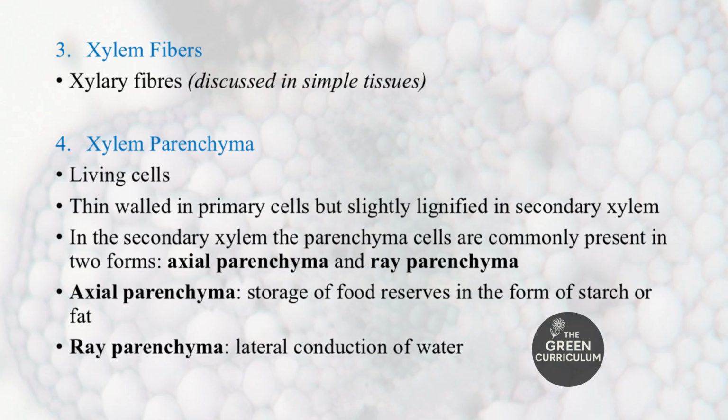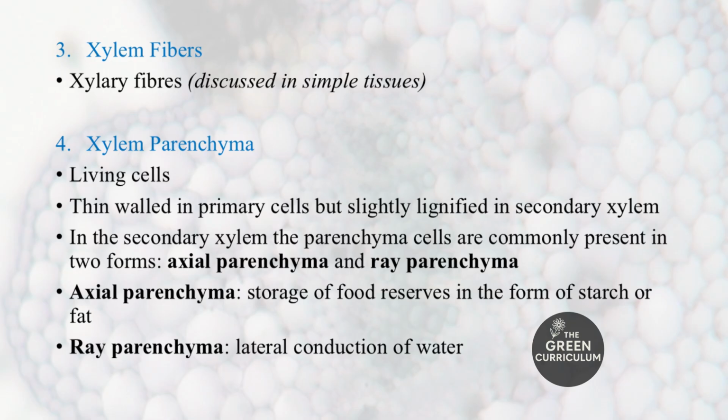Coming to xylem fibers, we have already discussed xylem fibers under the heading sclerenchymatous fiber in simple tissue, so you can refer to that. Then the fourth component is xylem parenchyma. Xylem parenchyma is the living component in xylem. It is similar to the parenchyma cells which we discussed in simple tissues. The cell wall is thin, they are living and consist of protoplast, and it is storage in function.